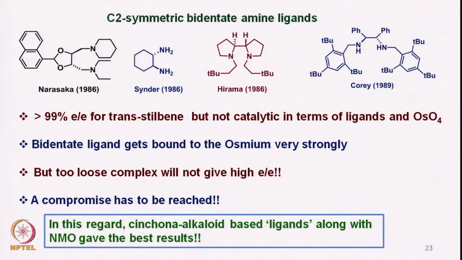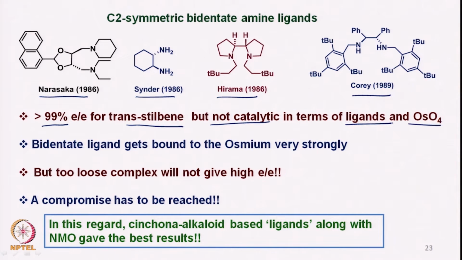Later on many people like Narasaka, Sainder, Hirama and Kori studied different types of C2 symmetric bidentate amine ligands, which are shown here, and different types of these ligands gave very high enantiomer selectivity, more than 99% for trans-stilbene, but it was not catalytic in terms of osmium tetroxide or the ligand.